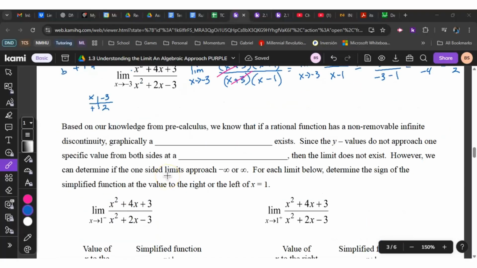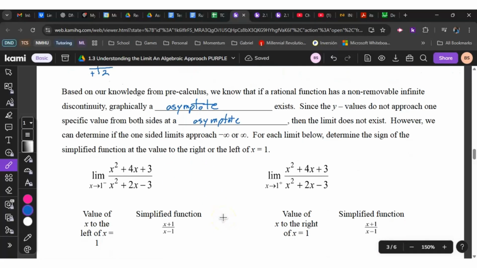All right, so based on our knowledge from pre-calculus, when a rational function has a non-removable infinite discontinuity, in other words, you couldn't cross it out, what did you end up getting? What was it called when you had something on the bottom that you couldn't get rid of? Instead of a hole, what'd you get? An asymptote, right? Since the y values do not approach one specific value from both sides at an asymptote, then the limit does not exist. And that's what happened at 1, right? 1 was our asymptote, and we got negative infinity and infinity. No limit, okay?